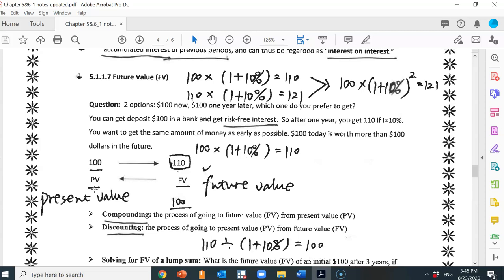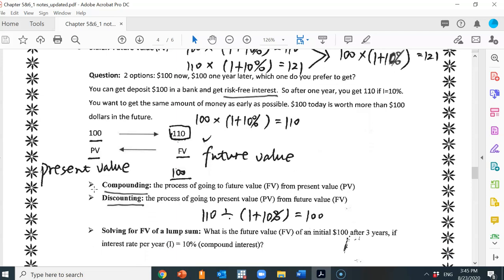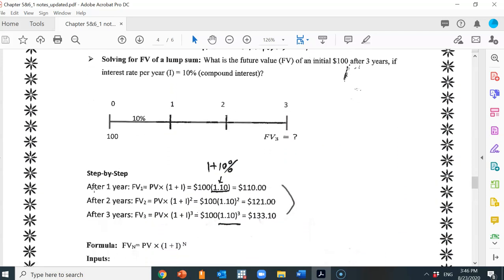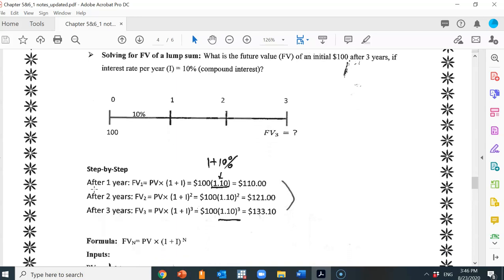Okay, so this is the concept of compounding and discounting. And let's look at an example of solving for future value for a lump sum. What is the future value of an initial $100 after 3 years if interest rate is 10% as the compound interest rate?